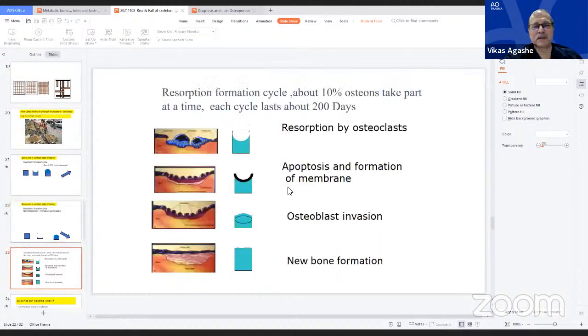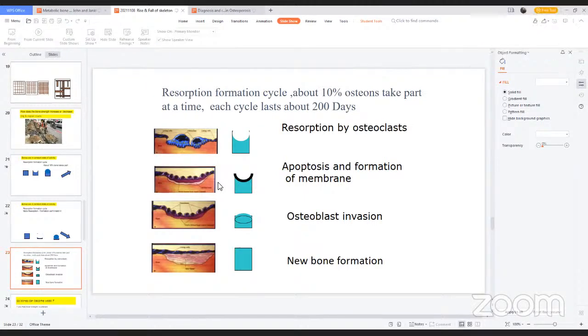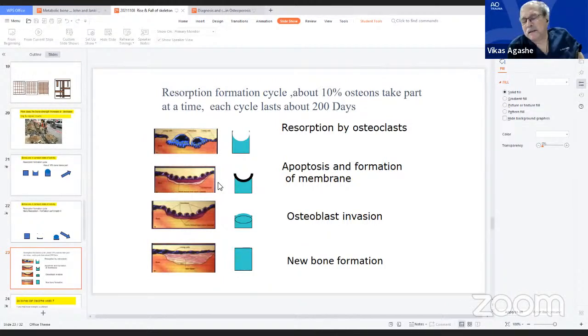So this is what is seen in this. That's the osteoclast. 10% of osteons take part. Resorption by osteoclast. Then there is apoptosis of osteoclast. What is apoptosis of osteoclast? Sir, death of the osteoclast. So is it just death or you would like to add something? It's not irreversible injury, sir. It is called programmed death. It is programmed that they will die after a certain time. Okay, that is apoptosis. So then a membrane is formed and then osteoblasts invade and then new bone formation occurs. Okay?